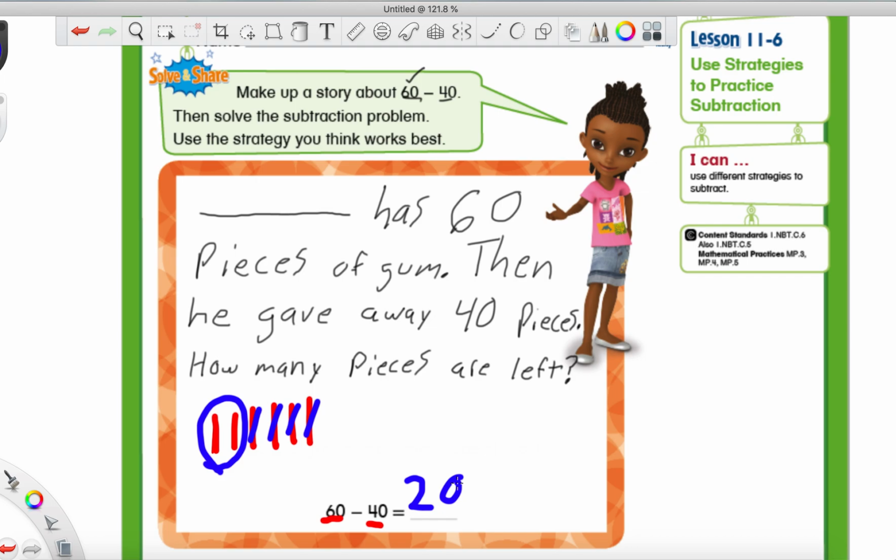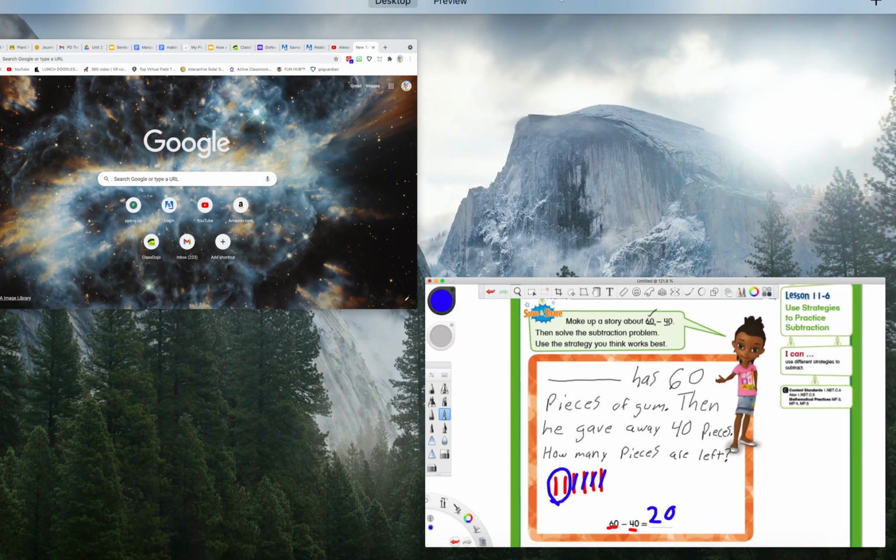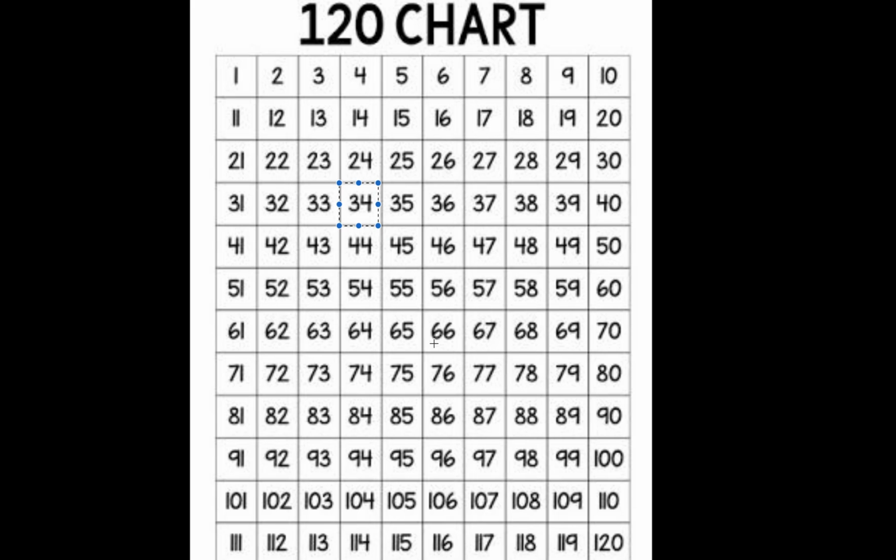Now, I know some friends like to use a 100 chart, so if you would like a 100 chart, check it out. So we have 60. It's right there. And if we're taking away 40, which way are we going to jump? Are we going to jump towards the 100 and get bigger, or jump towards the smaller numbers? Well, when we subtract, we always jump up towards those small numbers.